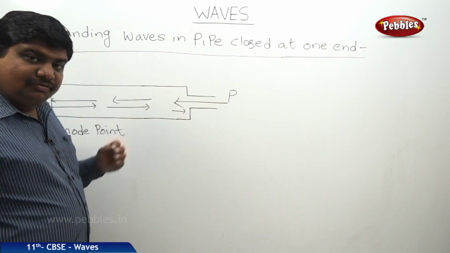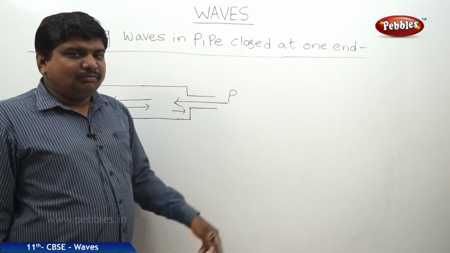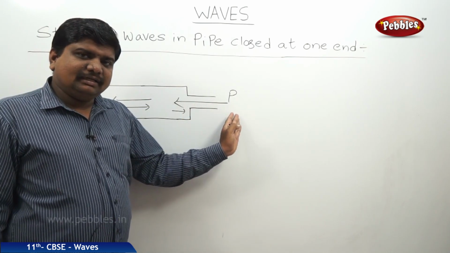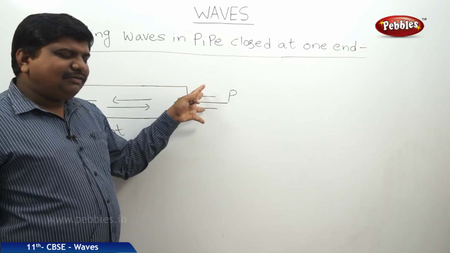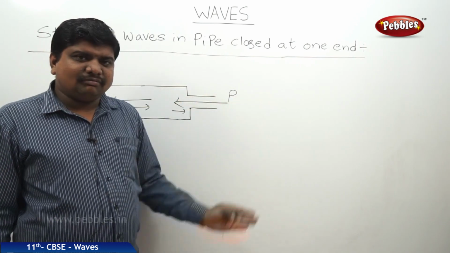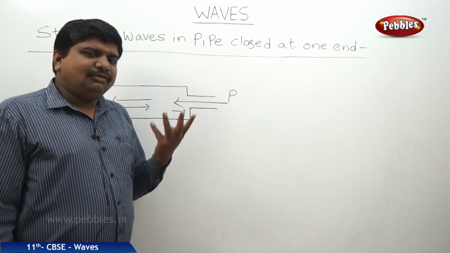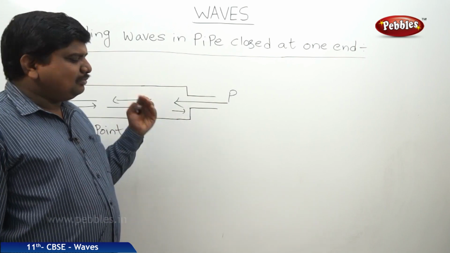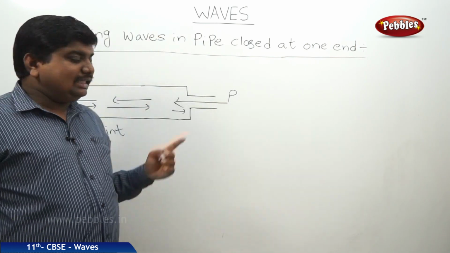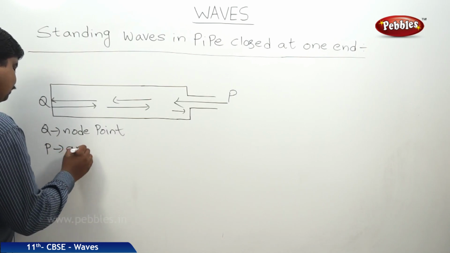This is the free end, free to move. There is a possibility for the increase in the amplitude while it is moving towards the open end. Means if a listener wants to hear the sound, he should have some amplitude-oriented sound wave propagation, otherwise he won't hear it. So at free end P we can assume the amplitude should be more than the incident. That's why at P we can expect an antinode point.